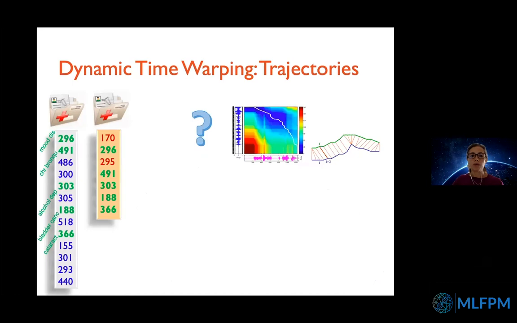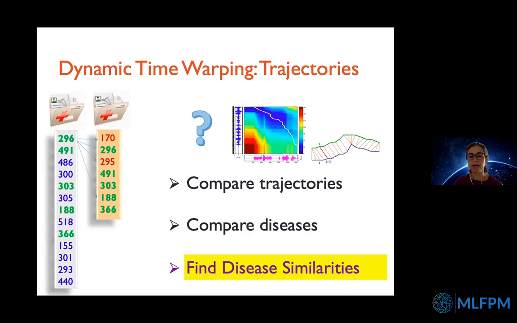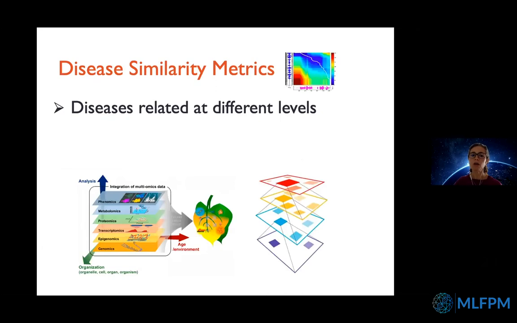So we analyze all these data. We are applying dynamic time warping to the trajectories. So I explained how we compare the trajectories. But at some point, we need to define how we will compare diseases individually. So what similarity metrics do we use for the diseases?